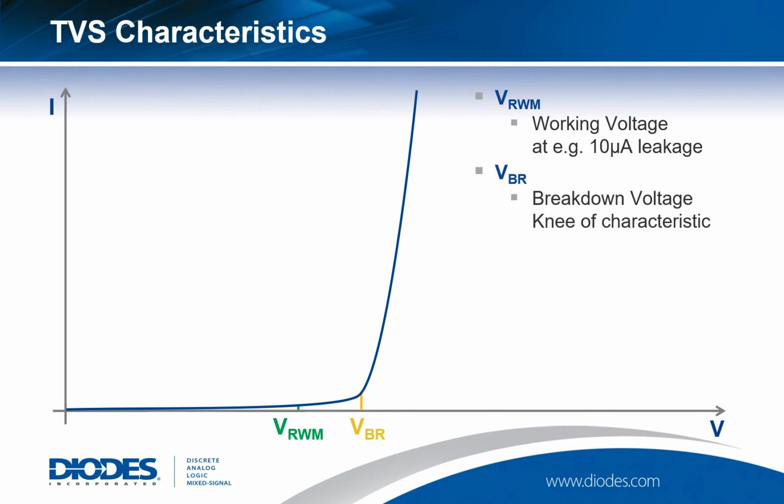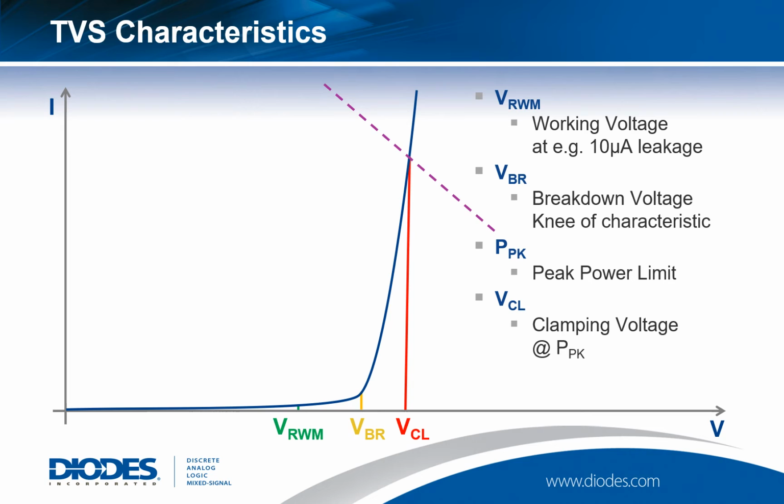The next point to be aware of is the actual breakdown voltage. And again, the datasheet definition of this will be at a given current to begin conduction, so for example 10 milliamps, what is the voltage range that you would measure of the devices? The next characteristic that becomes very important is the peak power limit, and this is dictated solely by the die size of the TVS device. And from that, two other parameters are derived. The first being the clamping voltage, and the next being the peak current.